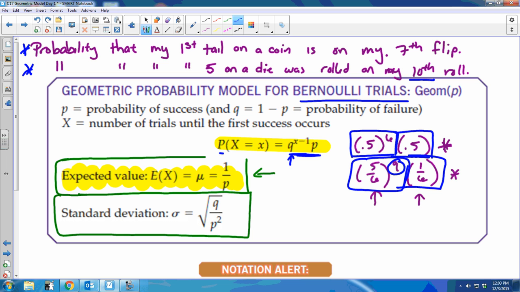Right? Because it's a probability model, you can find a mean and standard deviation for a probability model, right? We can find the expected number of trials it would take for something to happen. So, the expected value will tell you how many trials you would expect before the first success.